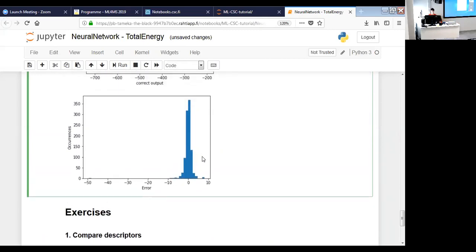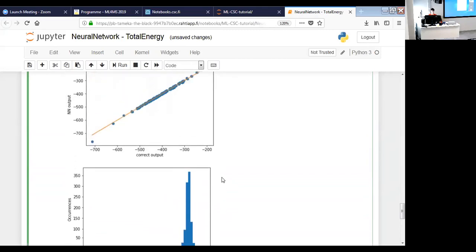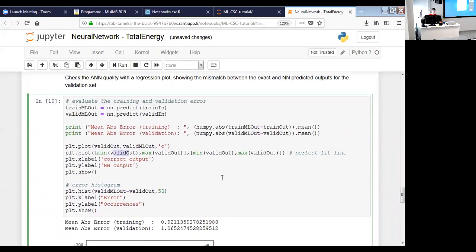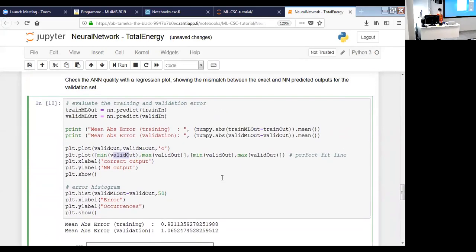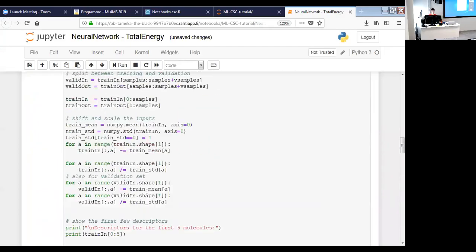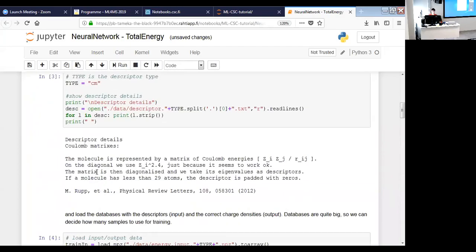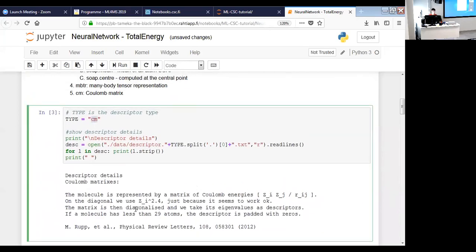Now here's a histogram of the error, if you're interested. You can make it better by making the neural network bigger and using more data. It's going to take exceedingly long for this tutorial to do so, but you can take this notebook with you at home and play with it. So let's try something simpler. Let's use a different descriptor, bag of bonds. This is a simple one.